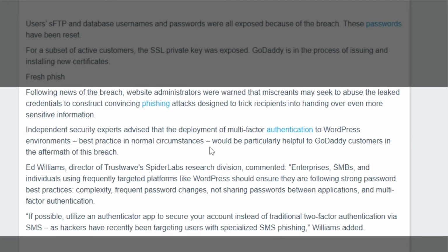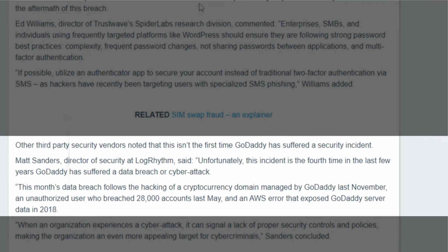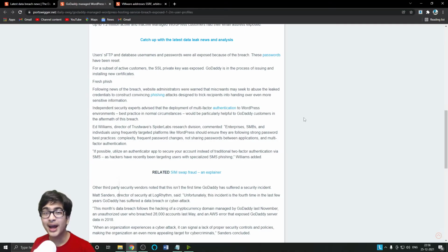This breach was major, and this is not the first time Godaddy has been breached. Godaddy really needs to level up their security system. From what I can see, Godaddy isn't offering any kind of protection, but they might be privately messaging customers.